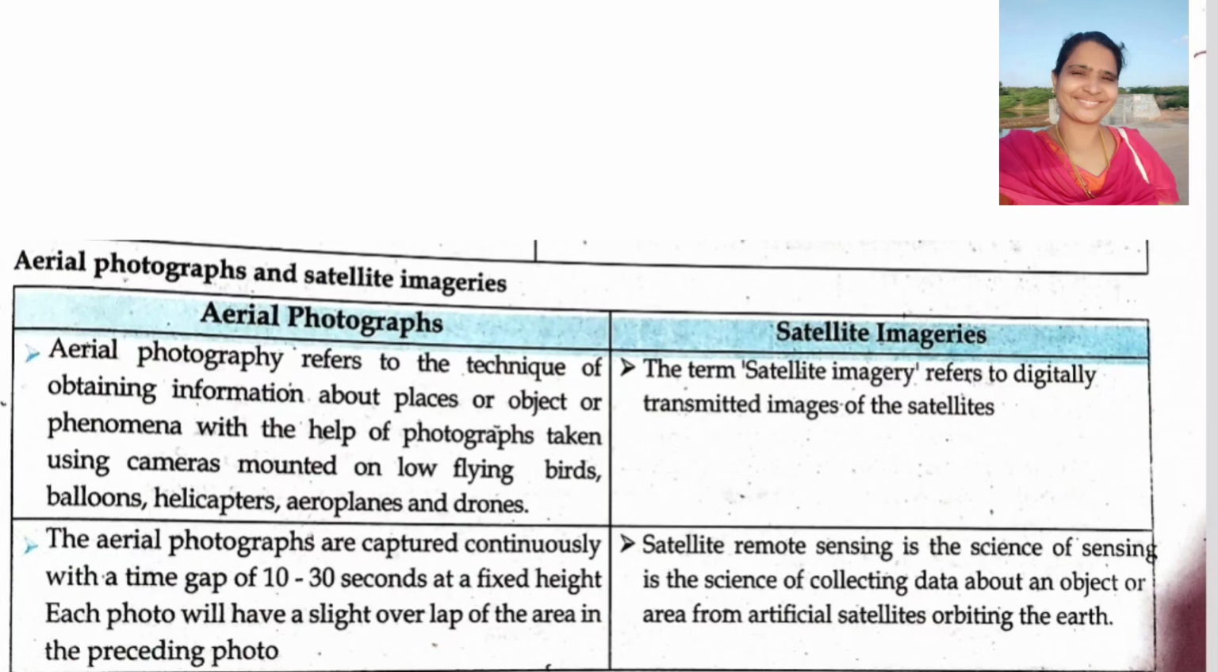Next one, aerial photographs are captured continuously with a time gap of 10 to 30 seconds at a fixed height. Each photo will have a slight overlap of the area in the preceding photo. Whereas satellite remote sensing is the science of collecting data about an object or area from artificial satellites orbiting the earth.